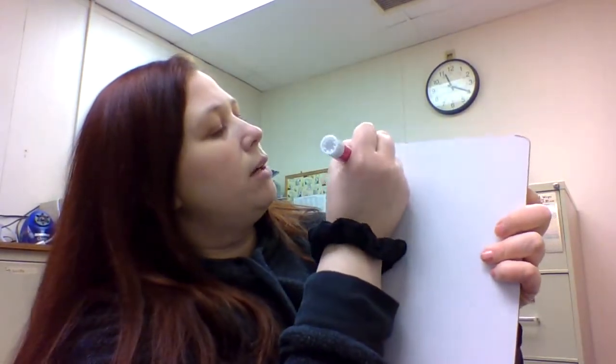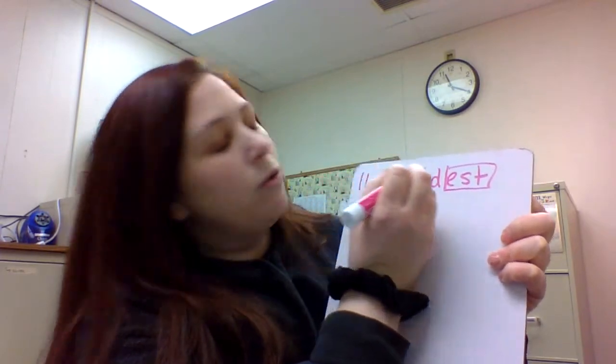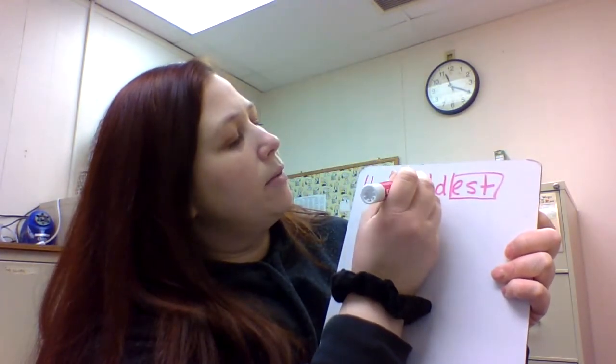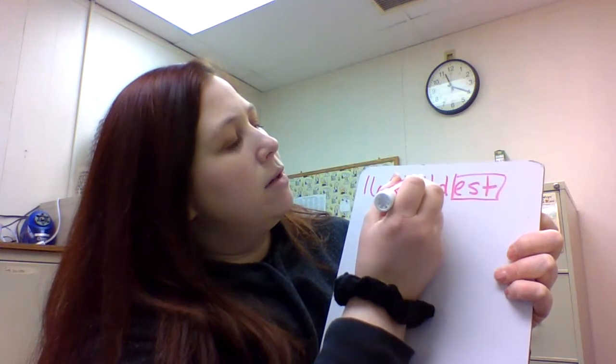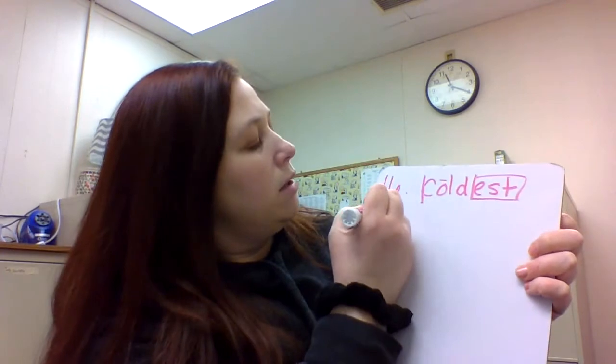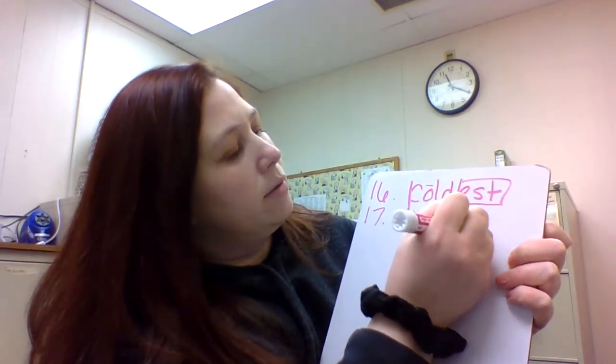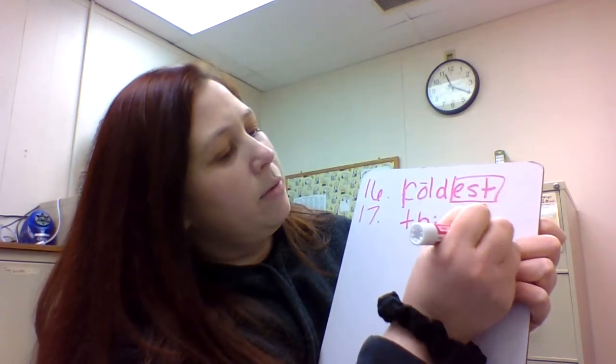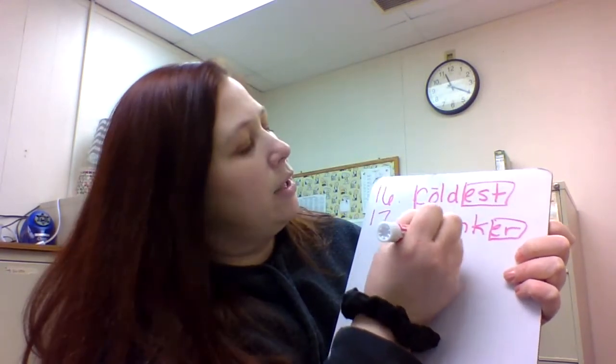And then we're going to code our words. All right, number 16, we have coldest. So first we will box off that suffix, and then we will code our original word. We put a K back there, and then we have a macron on that, cold. All right, number 17, we have thinker. So we'll box that off. We're going to underline our TH digraph, and our I gets a breve.